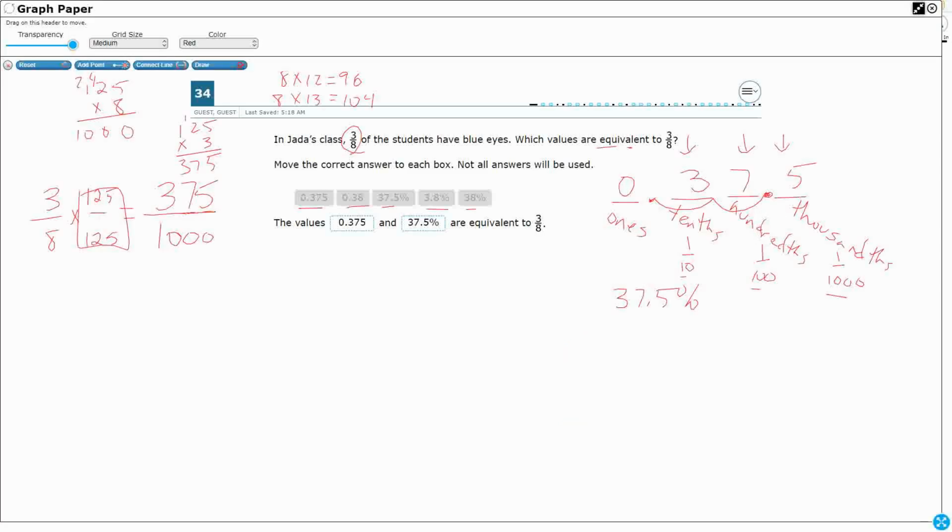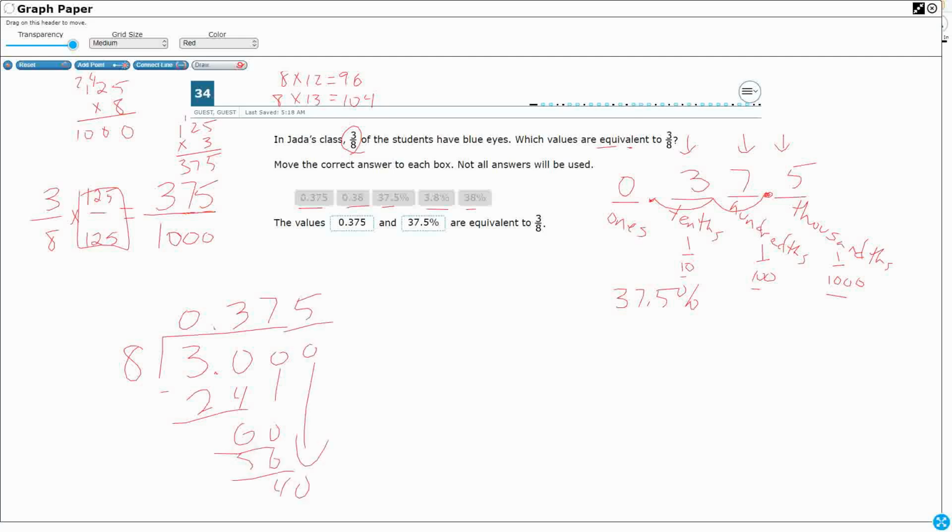The other way you could have done this is whenever you have a fraction you want to turn into a decimal, you can always divide. That's going to be 3, 24, 6, 7, right? 56, 4, 0, 5. That would have gotten you the same thing, dividing.